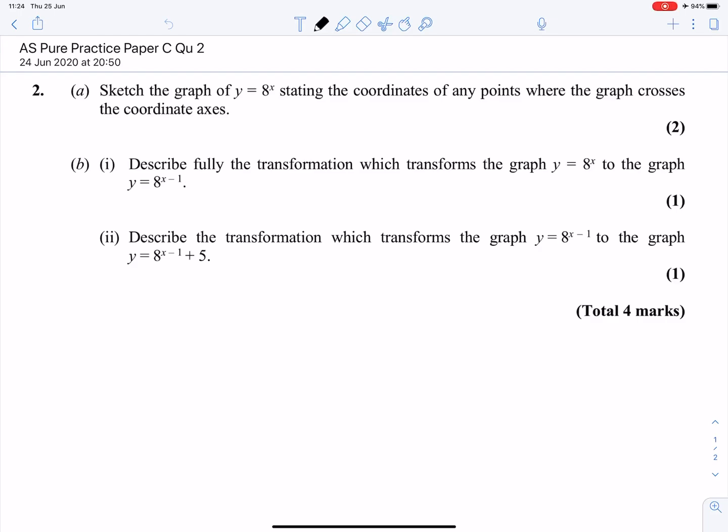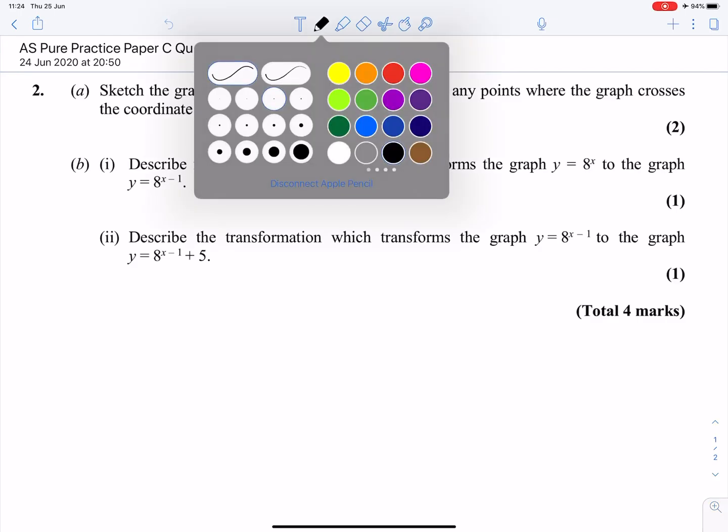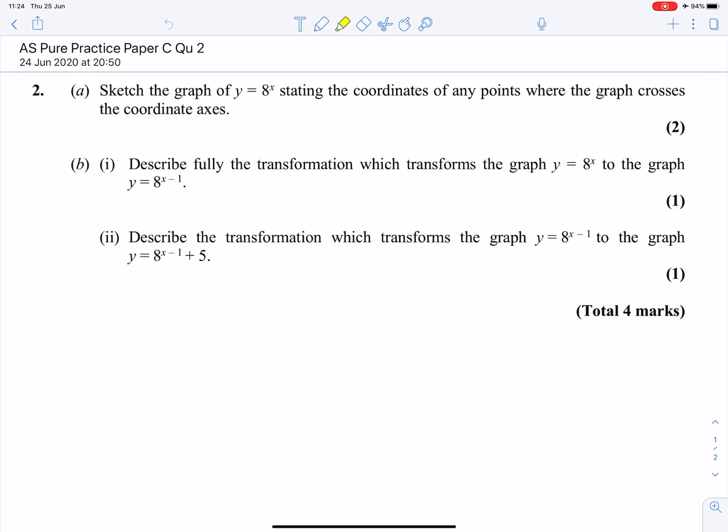So here we go with question 2. Sketch the graph of y equals 8 to the x, stating the coordinates of any point where the graph crosses the coordinate axes. So basically sketch the graph and do the usual things.